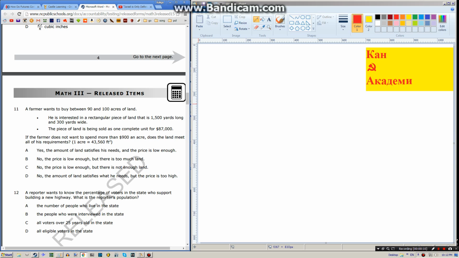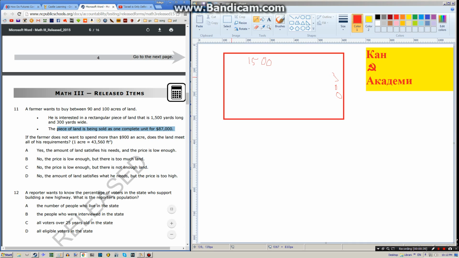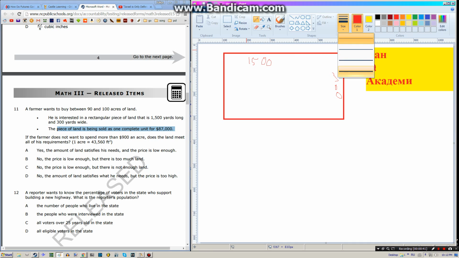A farmer wants to buy between 90 and 100 acres of land. He's interested in a rectangle, so we're going to draw a rectangle, and it's 1500 long by 300 wide. So we're going to have 1500 up here and 300 on the side. This whole thing is being sold for 87,000. So let's write that over here.